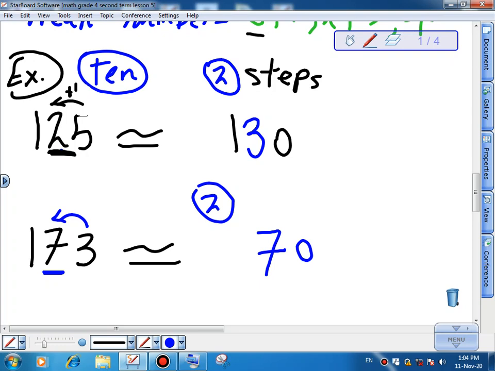And the units place here is 3. We'll replace it by 0. The other digits here, the hundreds place, the hundreds digit will be 1. It will never change. Okay? So 173 approximated to the nearest tens will be 170.